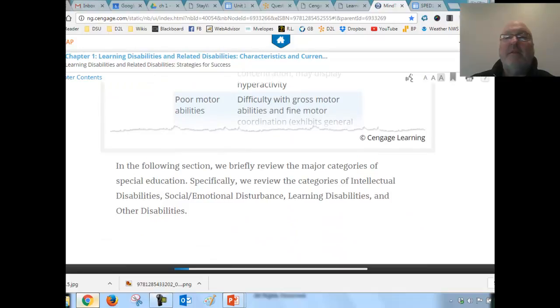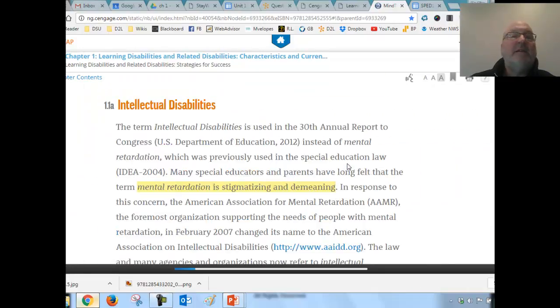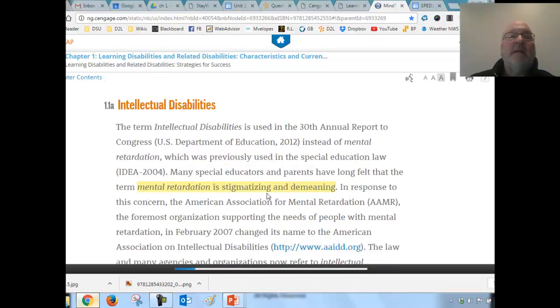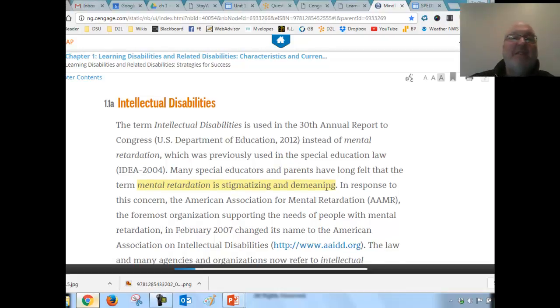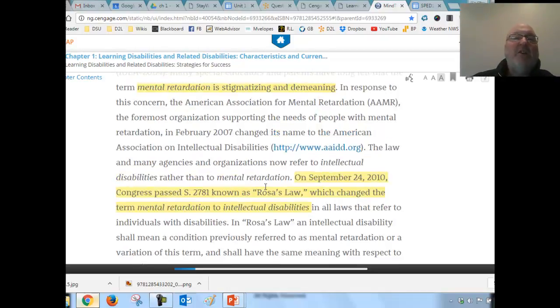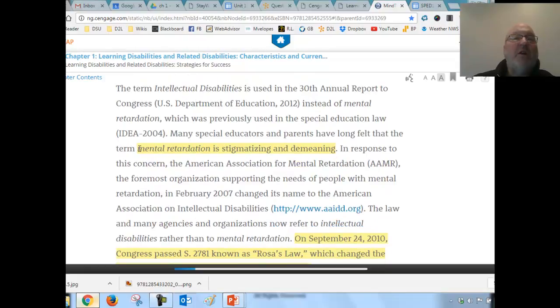See if I can find something about that. Felt that this was stigmatizing and demeaning, and I don't know, except for 50 years it wasn't. Now it is. And what's interesting to me is in 2010 the federal government gets involved and they decide that it's no longer appropriate, and it's really at a point where you don't want to misspeak, you don't want to use this word.